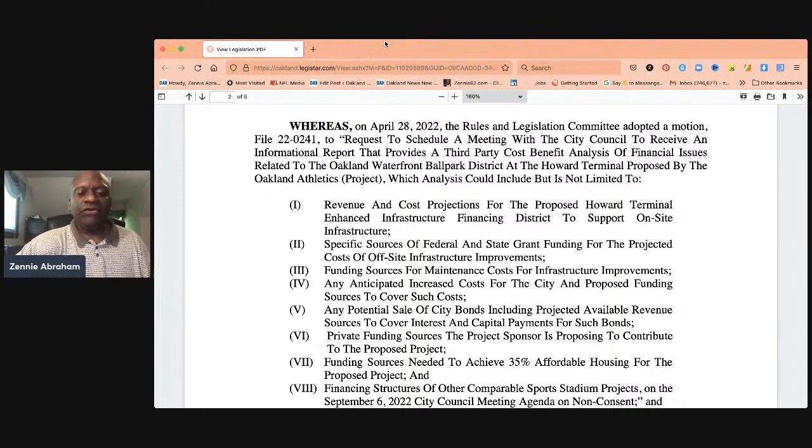When he says revenue cost projections, the proposed Howard Terminal Enhanced Infrastructure Financing District to support on-site infrastructure, that question in and of itself is wrong. And the reason is this. Enhanced Infrastructure Financing District legislation says that off-site and on-site costs are identified by a public financing authority, which Oakland hasn't formed, okay?